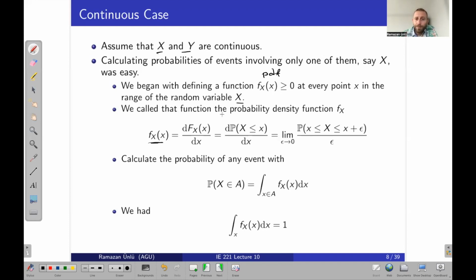We call that function the probability density function, f of x. The PDF f of x is equal to the derivative of F of x. What was F of x? That was the CDF, the cumulative distribution function. Remember that F of x is simply the probability that X is less than or equal to the small x.